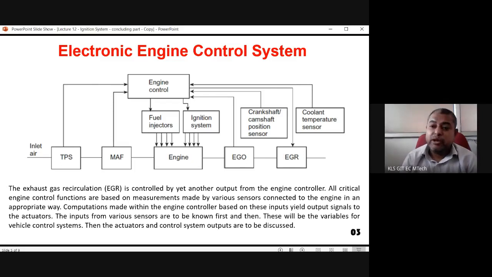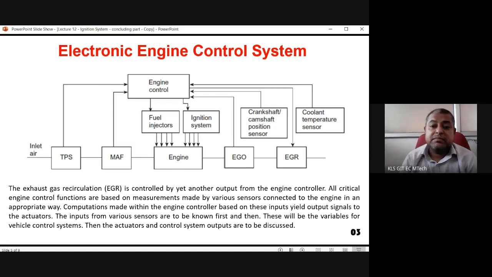So 10 blocks, what is the function of each block? Among those 10 blocks, 5 will be sensors: that is TPS, MAF, crankshaft, coolant, and EGO. These will be the 5 sensors. And there will be actuators for fuel injector, ignition, and EGR.